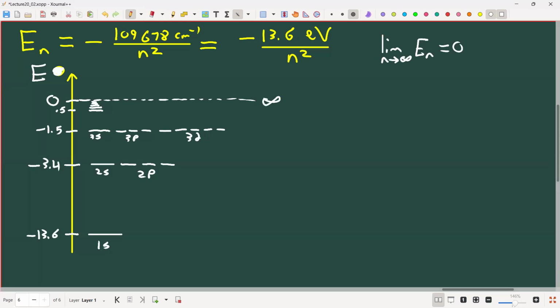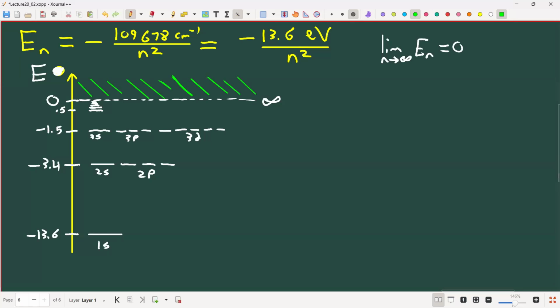So the question is what's past that limit? What if I put 13.7 eV into this system? Or 14? I put more energy than the binding energy of that electron. So what if I put myself above that? What have I done? So there's this region up here of positive energy.